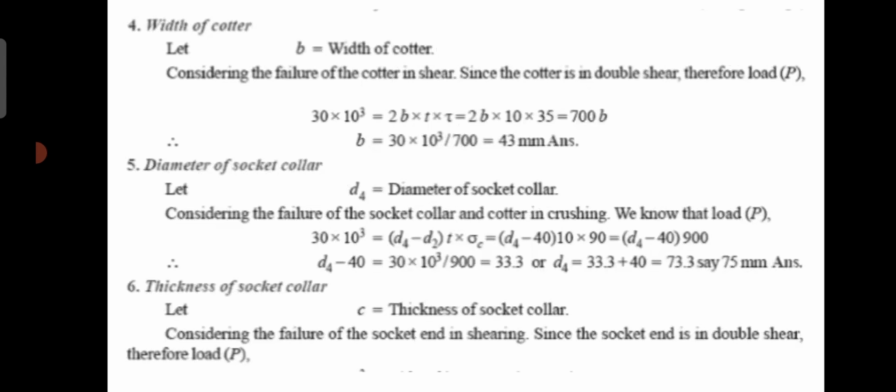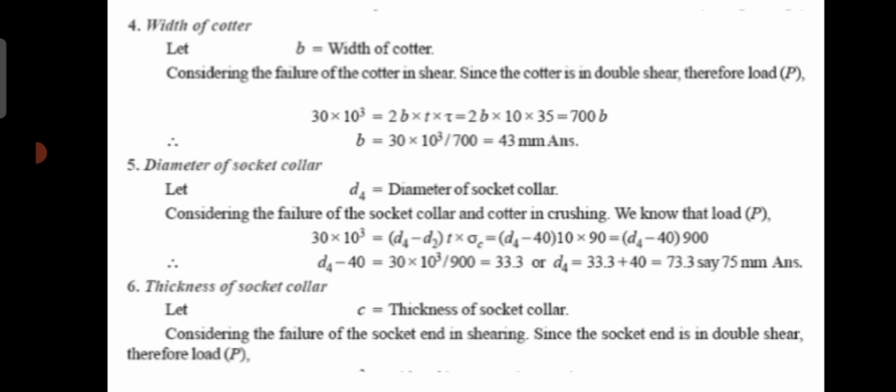Width of the cutter: let small b equal the width of the cutter. Considering the failure of the cutter in shear, since the cutter is in double shear, therefore P equals 2b × t × τ. Here we want to find small b. If we substitute all values, P equals 30 × 10³, t equals 10, τ equals 35, we can find small b equal to 43 millimeter.